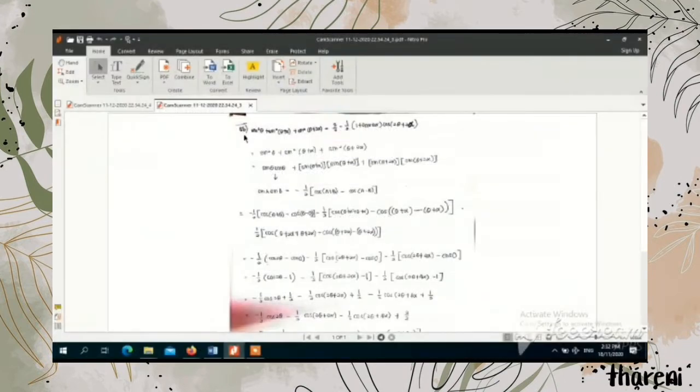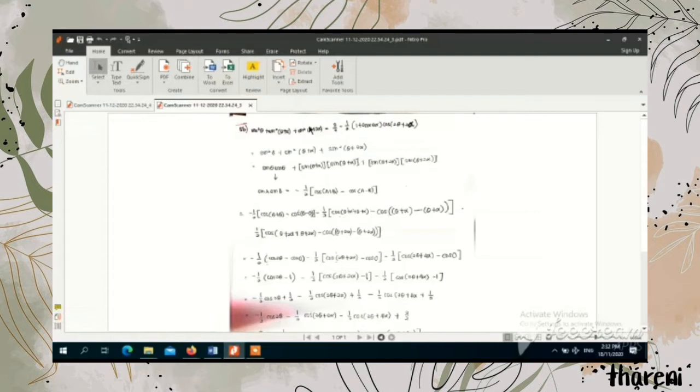Next, Patricia and I will continue with question 5b. Question 5b starts with: show that for all values of theta and alpha, sin square theta plus sin square theta plus alpha plus sin square theta plus 2 alpha is equal to 3 over 2 minus 1 over 2 times 1 plus 2 cos 2 alpha times cos 2 theta plus 2 alpha. And the question also asks to deduce the value of sin square theta plus sin square theta plus 2 pi over 3 plus sin square theta plus 4 pi over 3.